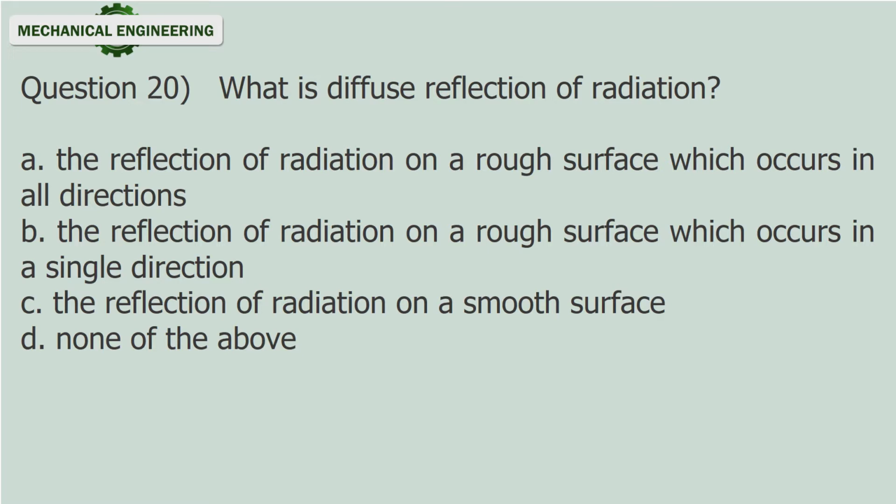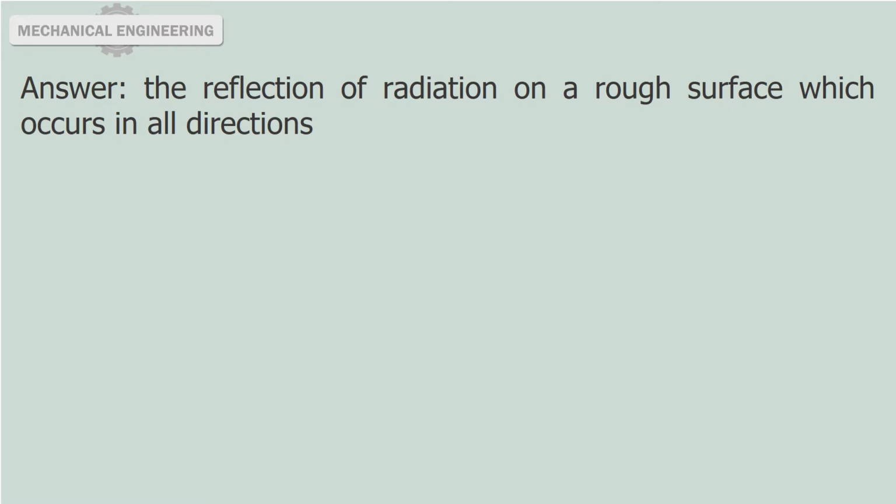Question 20. What is diffuse reflection of radiation? A. The reflection of radiation on a rough surface which occurs in all directions. B. The reflection of radiation on a rough surface which occurs in a single direction. C. The reflection of radiation on a smooth surface. D. None of the above. Answer: the reflection of radiation on a rough surface which occurs in all directions.